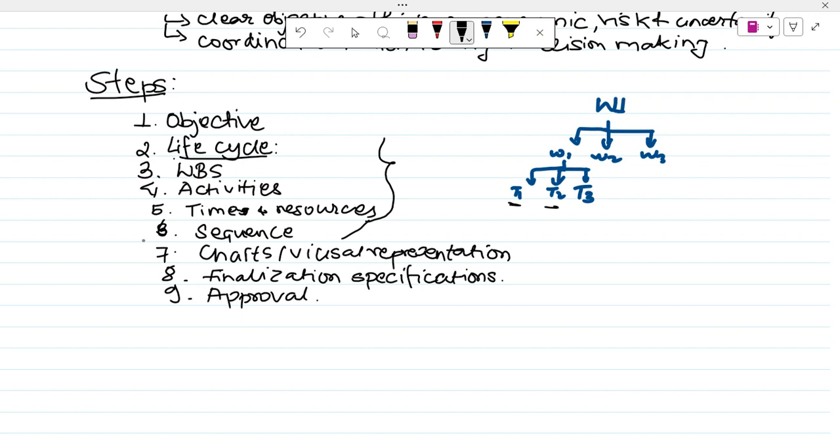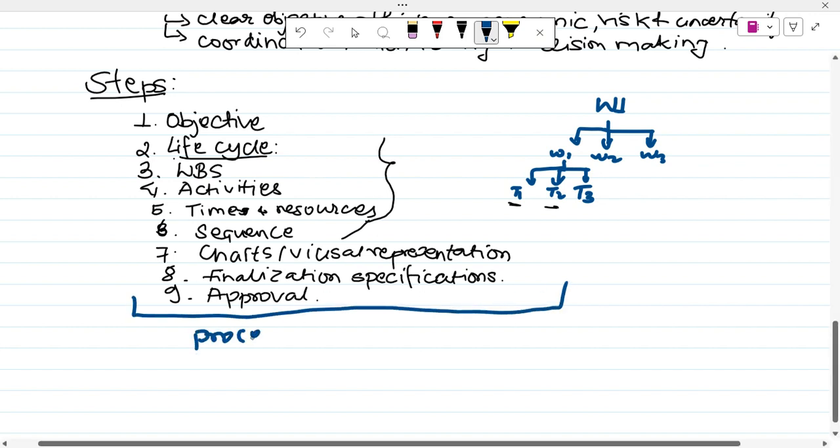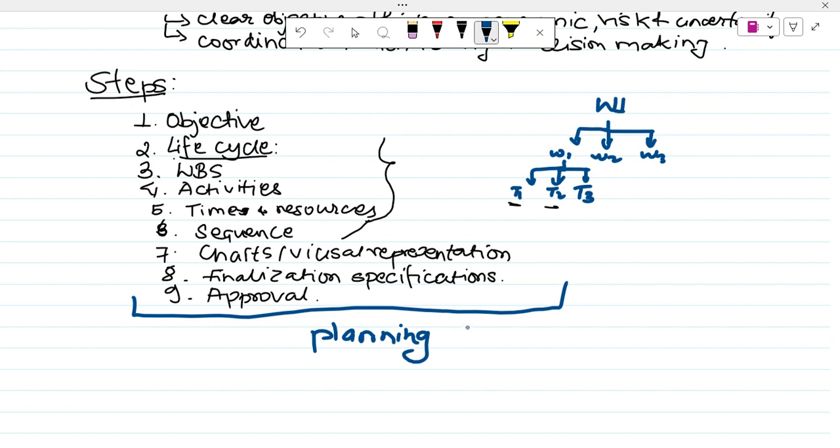These are the project planning process steps.